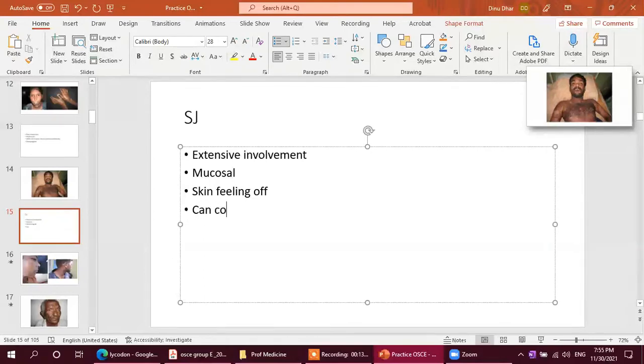The famous thing that causes this is anti-epileptic drugs. This has been found to occur with lamotrigine and carbamazepine. But there are many other drugs that can cause Stevens-Johnson syndrome or toxic epidermal necrolysis. But the classical ones that you should know, and they ask MCQs, is lamotrigine, Stevens-Johnson syndrome.